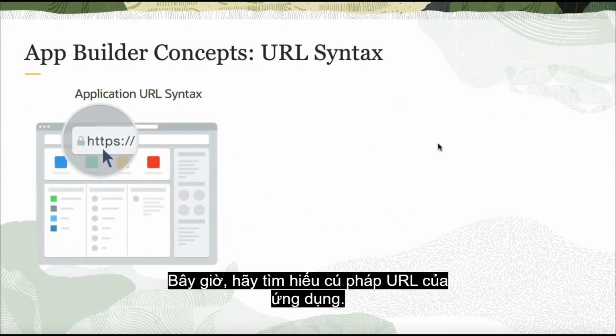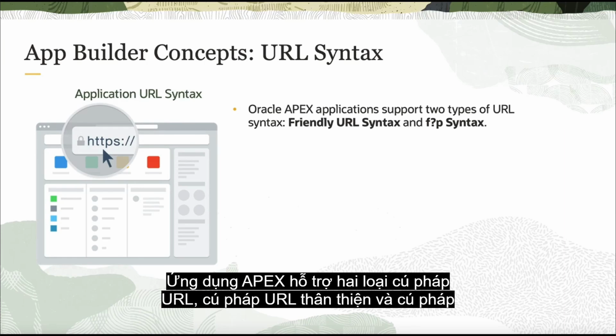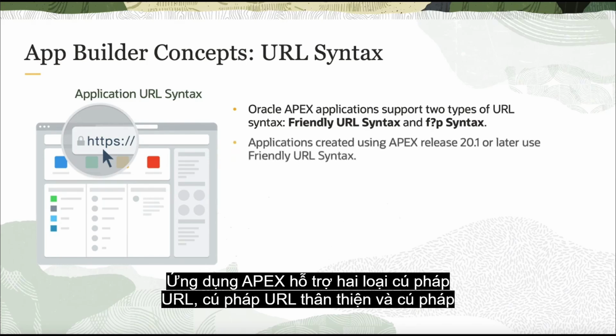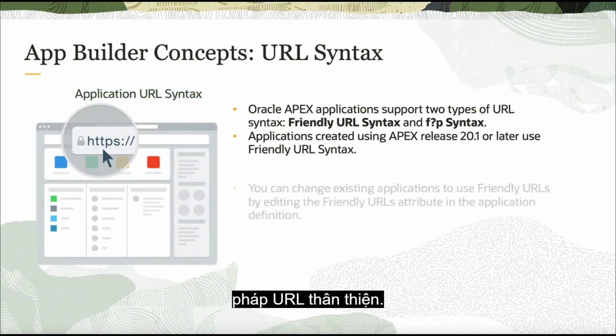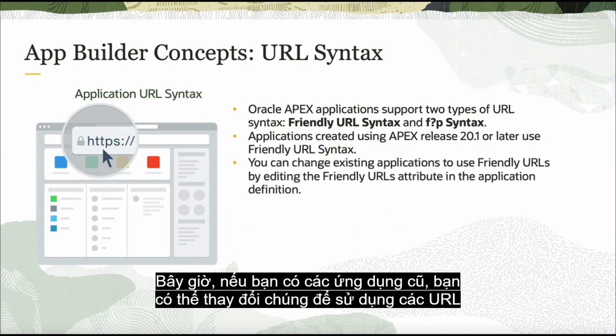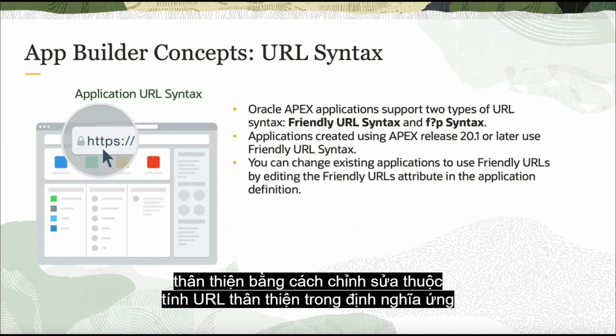Now let's understand application URL syntax. Apex applications support two types of URL syntax: friendly URL syntax and F*V syntax. Applications that are created using Apex release 20.1 or later use friendly URL syntax. Now, if you have old applications, you can change them to use friendly URLs by editing the friendly URLs attribute in the application definition.